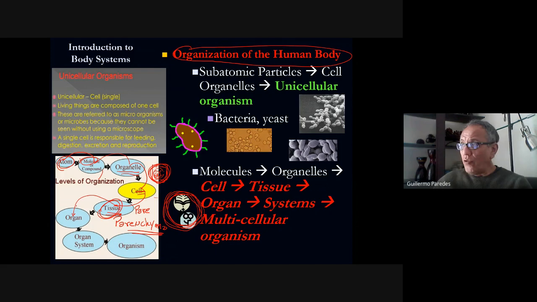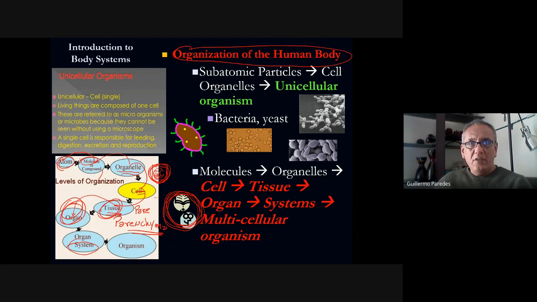What I just said is an example only. So then after the organ, they're going to form the system. A group of organs is going to form a system. For example, we have the gastrointestinal system. The gastrointestinal system is a group of organs. What group of organs? Esophagus, stomach, small intestine, large intestine.